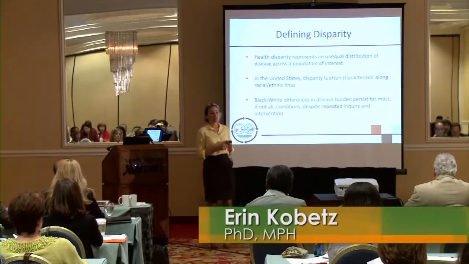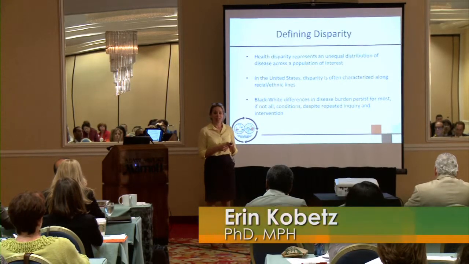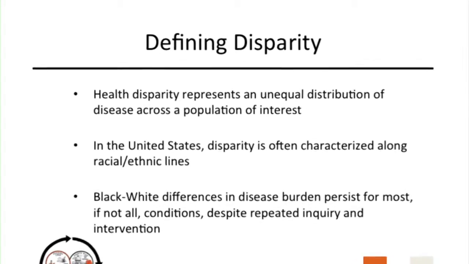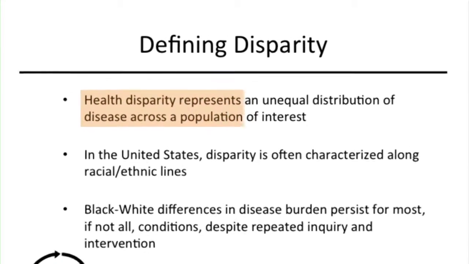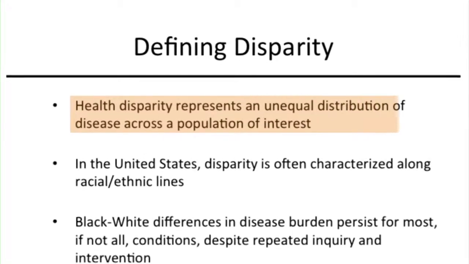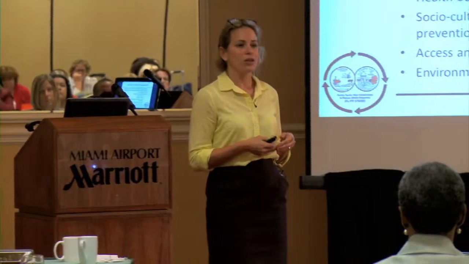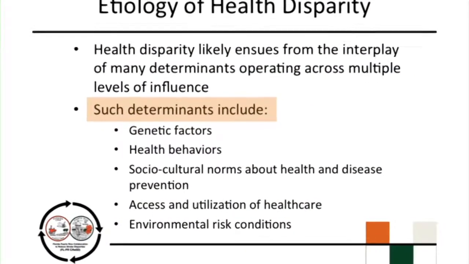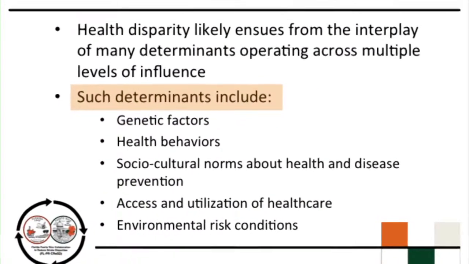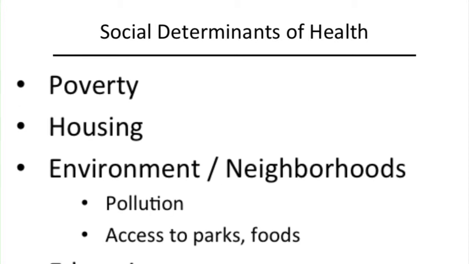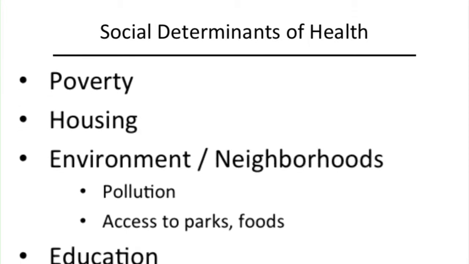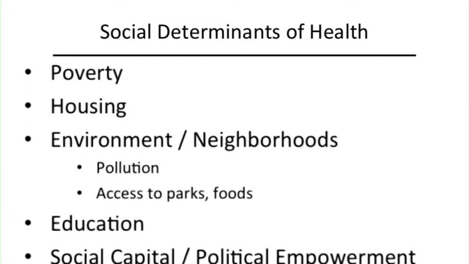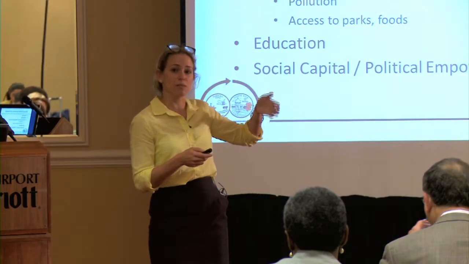There are lots of competing definitions of what disparity is, and I think the easiest way to conceptualize disparity is simply to think about differences in the distribution of any disease across a population. What I argue is that health disparity ensues from the interplay of multiple factors operating across multiple levels of influence. Because if we think about something like the neighborhood in which you live and potential exposure to noxious environmental attributes of that neighborhood, your disease risk may be different.